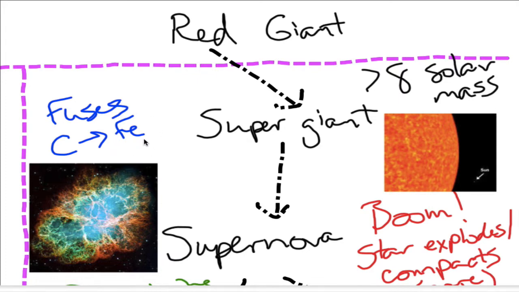But again, once the core is completely iron, this star can't take one iron and fuse it with another iron. There's not enough energy there to do that. So fusion will stop once we hit this iron. And just like what we saw before, once fusion stops, the star begins its death.